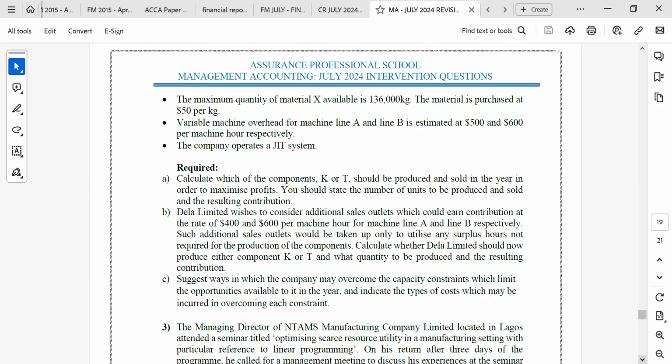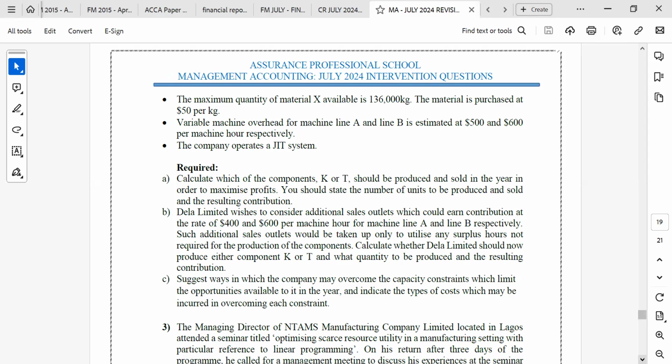Okay, calculate which of the components K or T should be produced and sold in the year in order to maximize profit. You should state the number of units to be produced and sold and the resultant contribution. Okay, so they should sell 68,000 of product T instead of 54,400 of product K. That will maximize their profits. And the number of units and the resultant contribution, we have done all those things now.